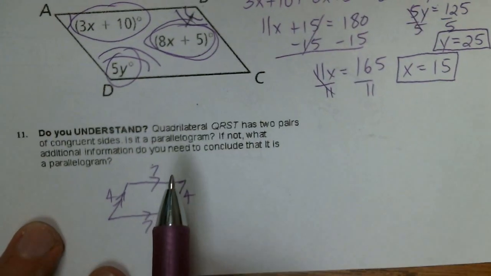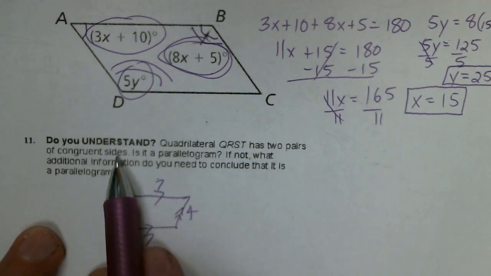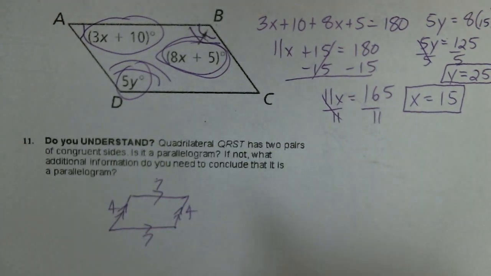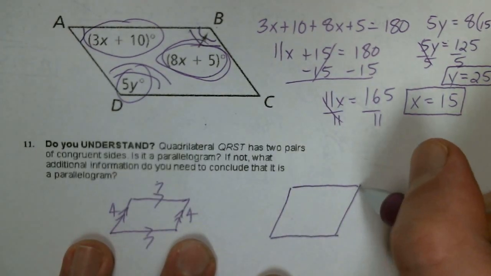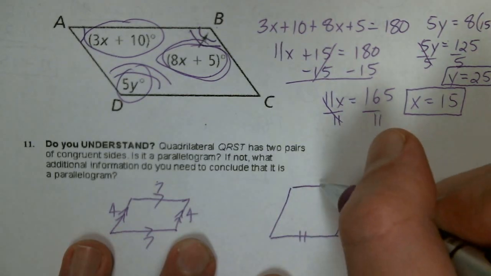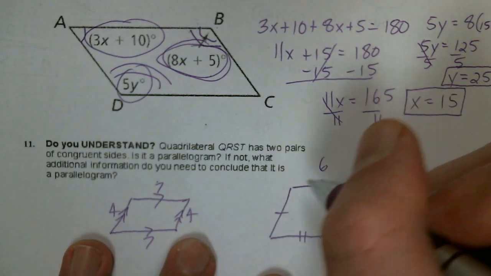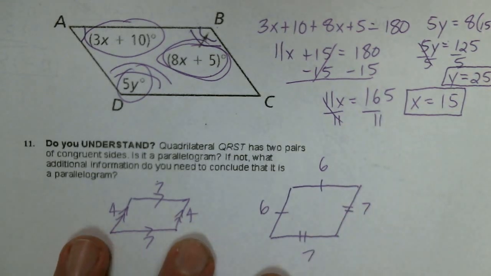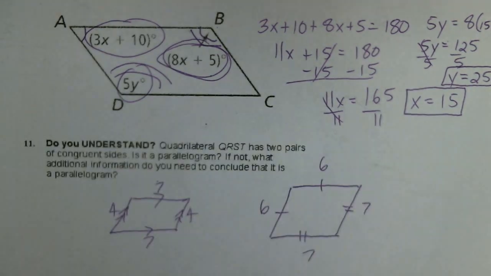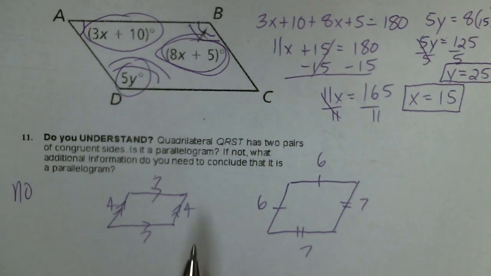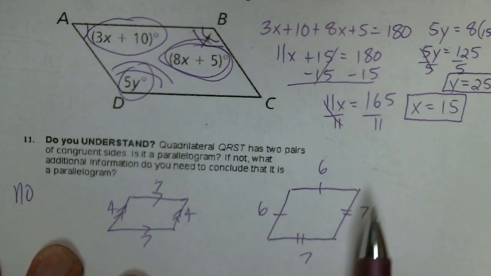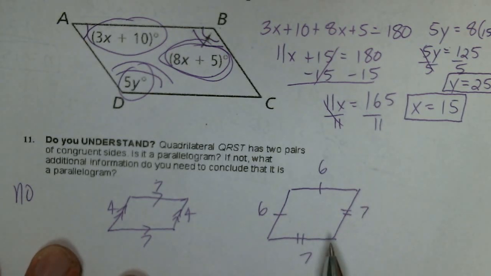But what if the sides that they're talking about, the two pairs of congruent sides, are not across from each other? What if I had a shape that looked like this? What if I had double ticks and double ticks, single tick and single tick? What if this is 6 and 6 and this was 7 and 7? Is that a parallelogram? No, it's not, because opposite sides are not congruent. So the answer to this question is no, not necessarily, because the two pairs of congruent sides could be consecutive. They could be beside each other.